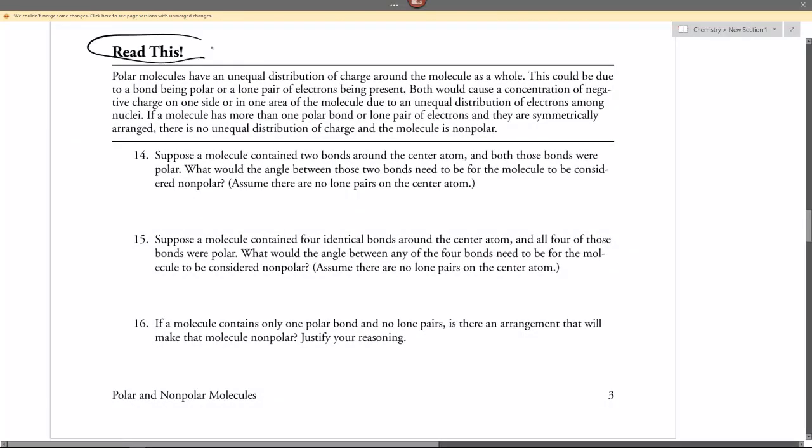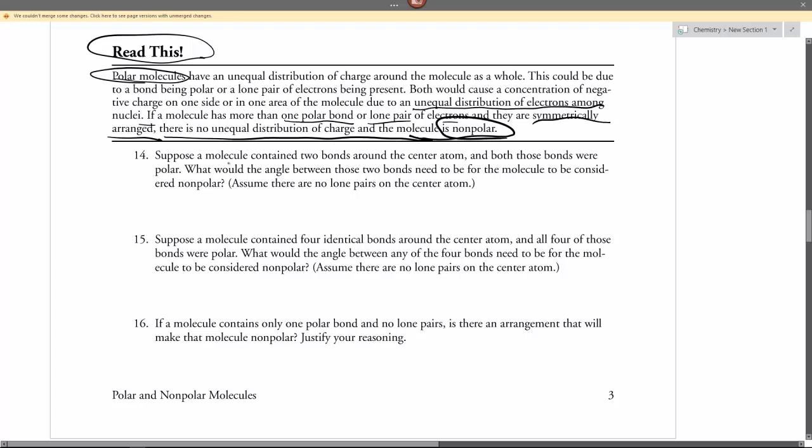so read this. Polar molecules have an unequal distribution of charge around the molecule as a whole. This could be due to a bond being polar or a lone pair of electrons being present. Both would cause a concentration of negative charge on one side or in one area of the molecule due to an unequal distribution of electrons among nuclei. Okay, so polar molecules, uneven distributions. If a molecule has more than one polar bond or a lone pair of electrons and they are symmetrically arranged, there is no unequal distribution of charge and the molecule is nonpolar.